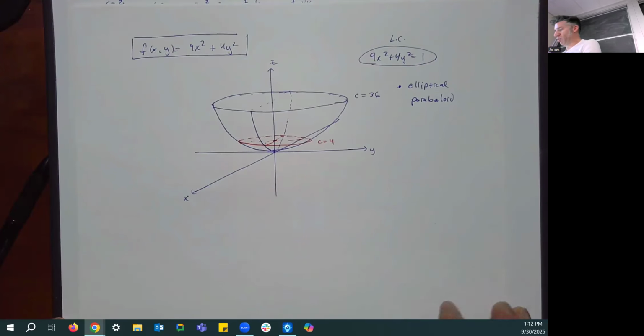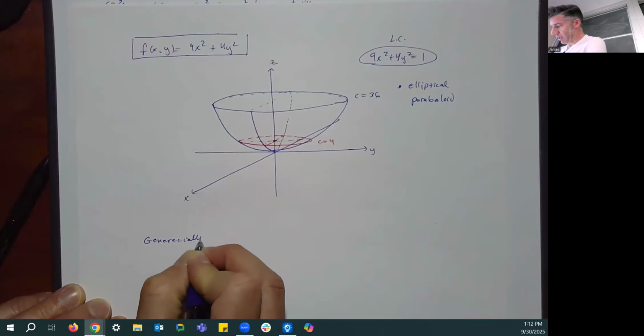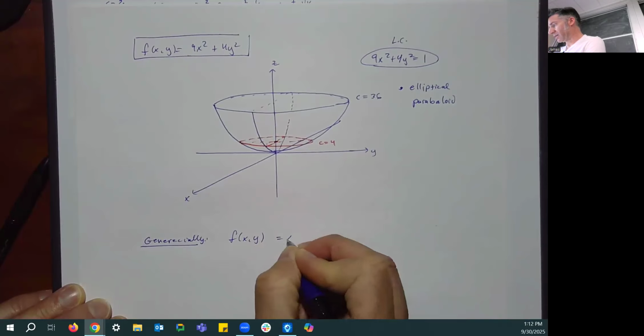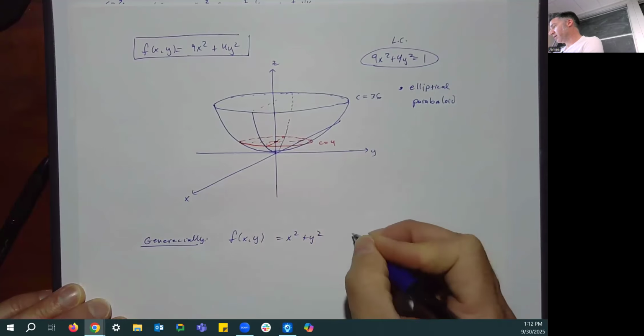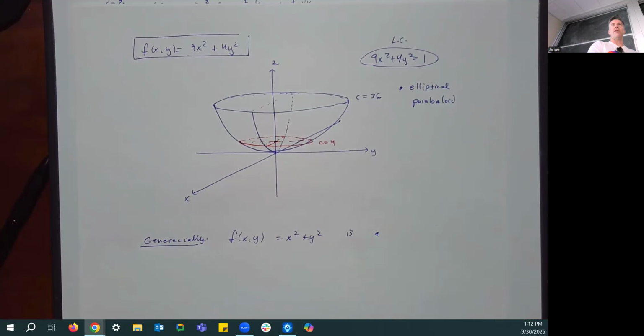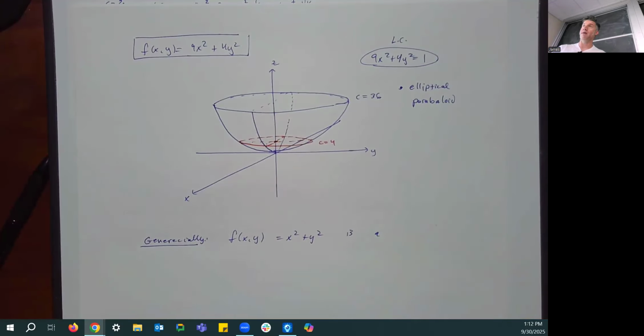What I wanted to say was more generically, if you graph something like f of x, y equal to just x squared plus y squared, this is your regular, kind of like how y equals x squared is your go-to parabola, your nice one that has a vertex at the origin. f of x, y equal to x squared plus y squared is your go-to paraboloid.